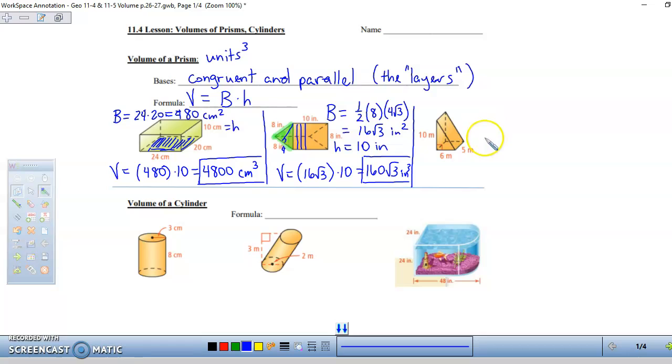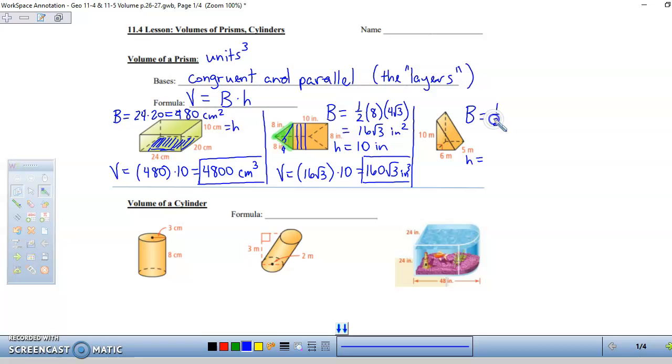Next one here. Again, you have 3 rectangles and 2 triangles, and again, the triangles are the ones that are parallel and congruent. So the triangle is the base. Then you have to visually think about what the height of the prism is after that. But I'm going to give you a second to try that one on your own. Pause and try to find the volume.